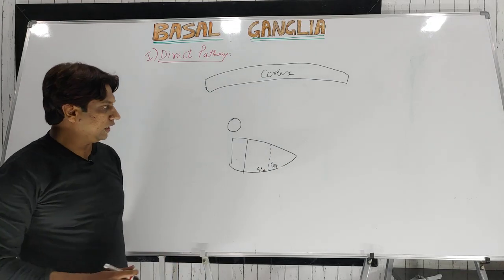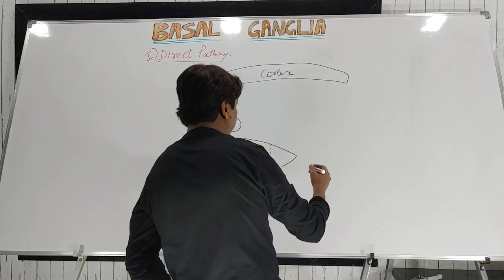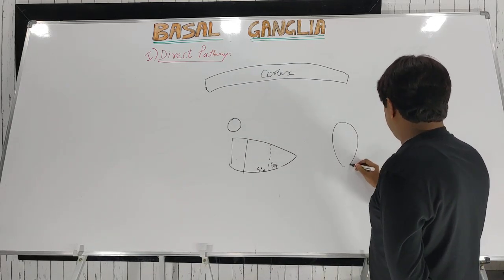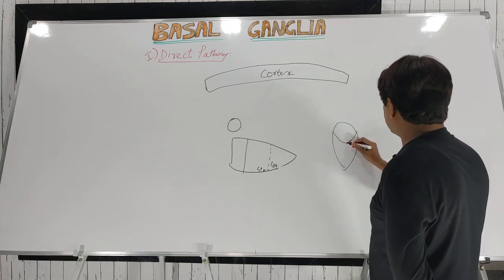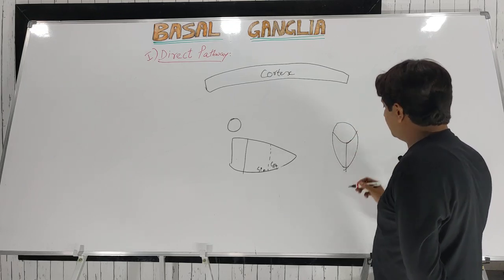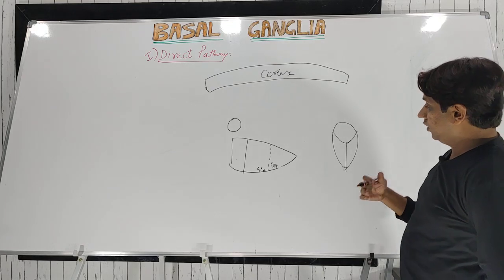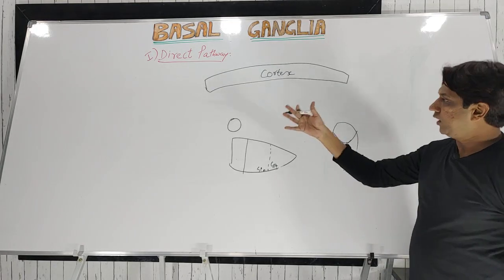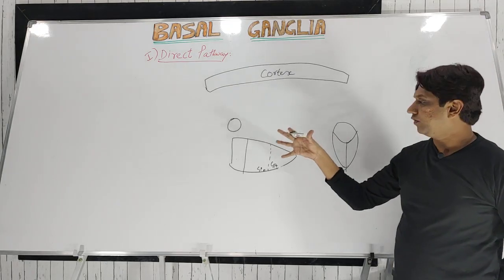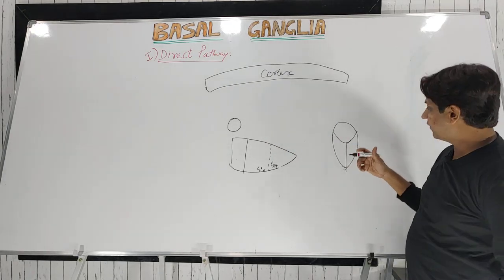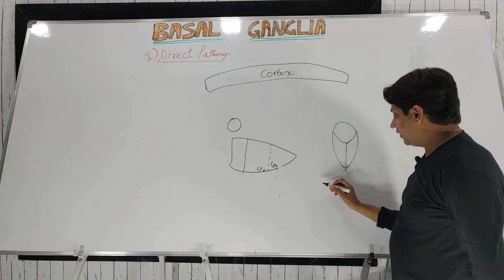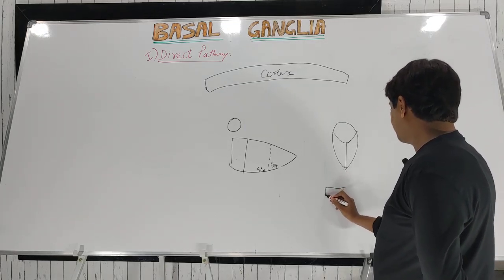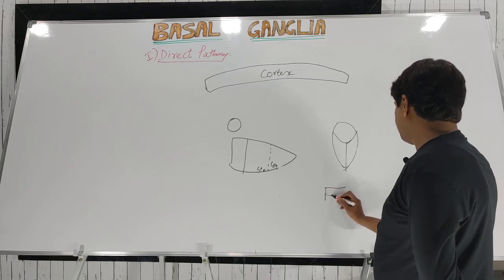Again, we have here the thalamus. Few people even consider the thalamus as a part of the basal ganglia, and the red nucleus also as a part of the basal ganglia. However, they are closely associated, but theoretically we consider only these 5 nuclei as the basal ganglia. Now this is the thalamus. Then here we have the subthalamic nucleus.